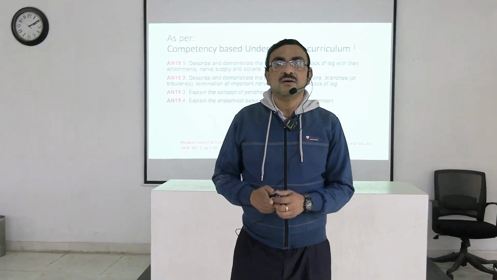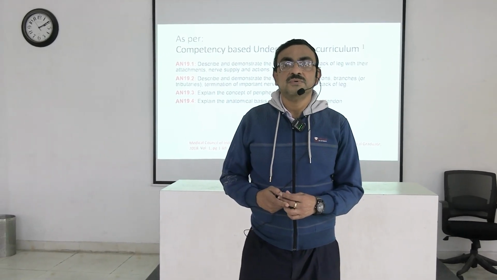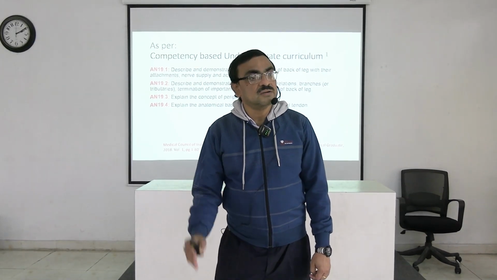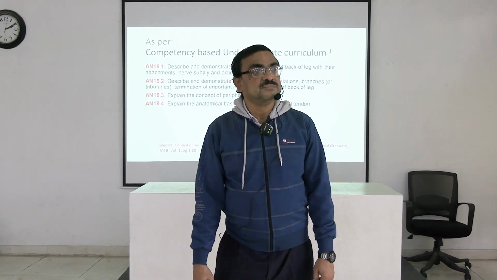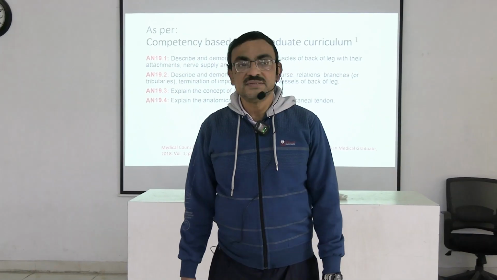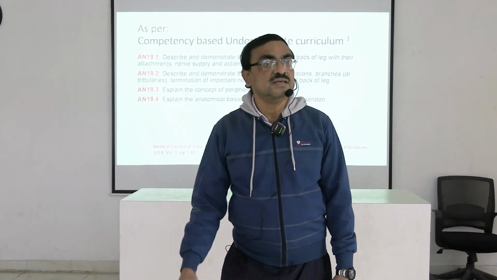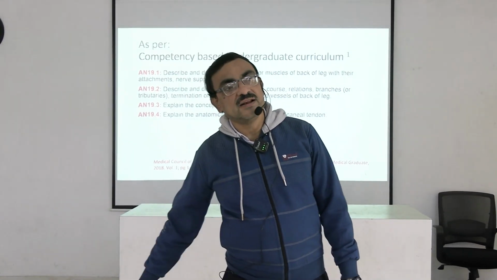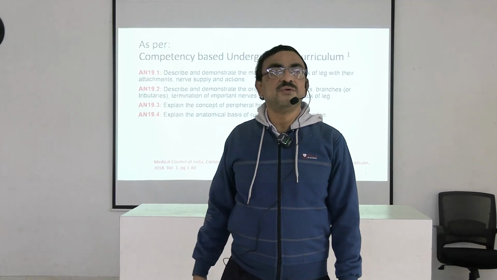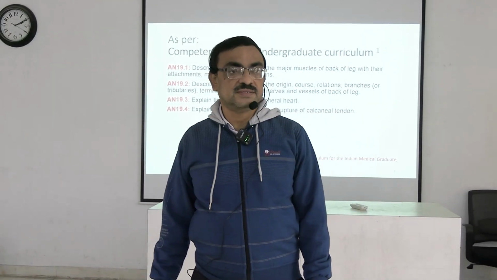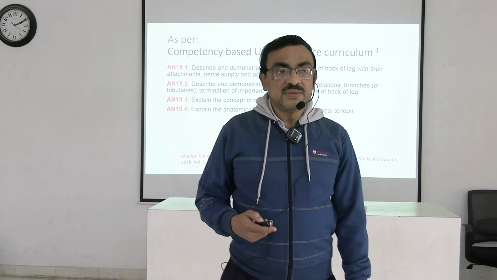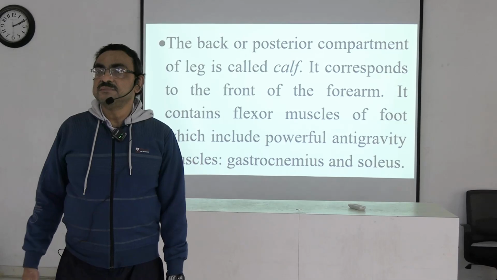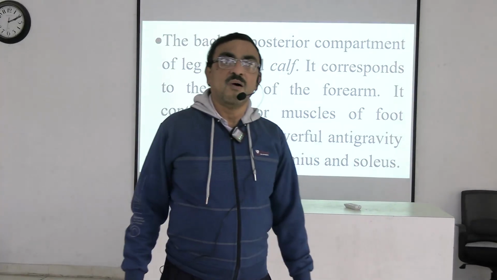So we have come across the anterior compartment where we got the tibialis anterior and all the extensor group of muscle like extensor hallucis, extensor digitorum, peroneus tertius. On the lateral compartment we got the peroneus longus and peroneus brevis. Now in the posterior compartment, it is been divided into three sub-compartments.